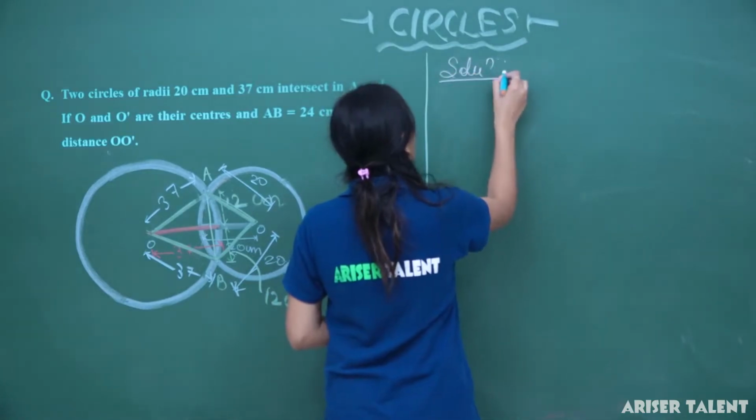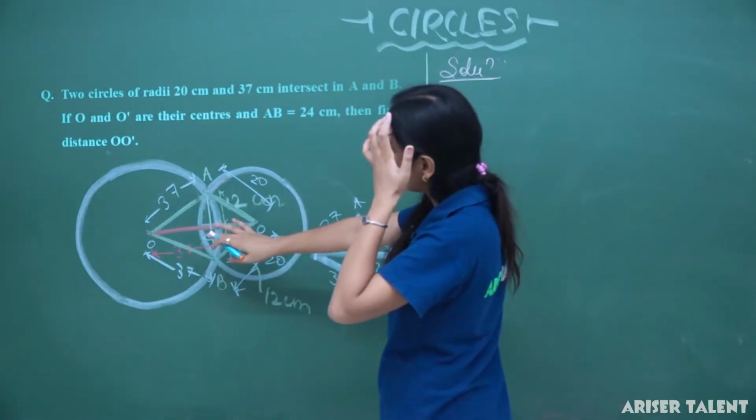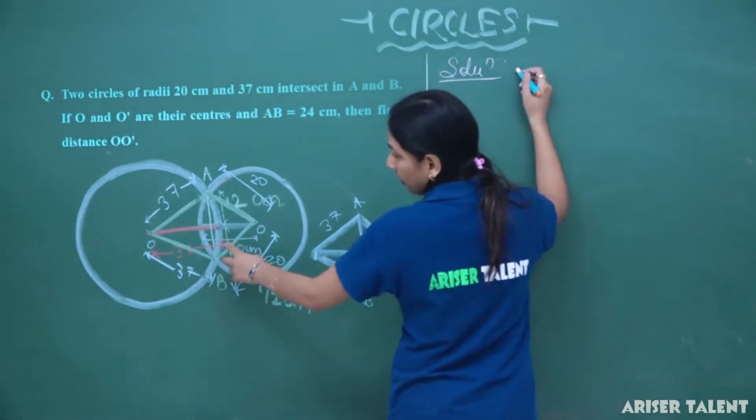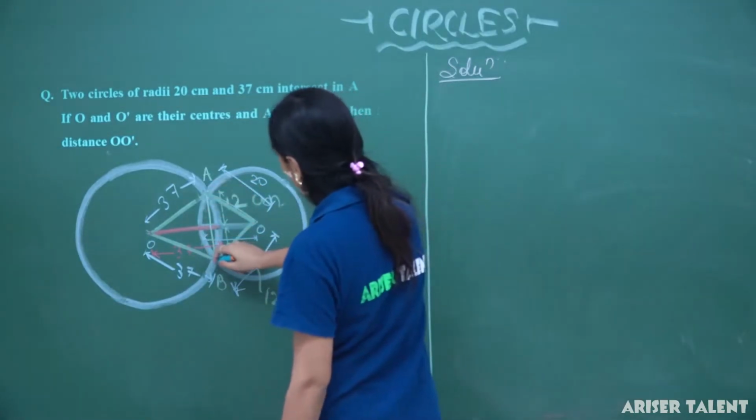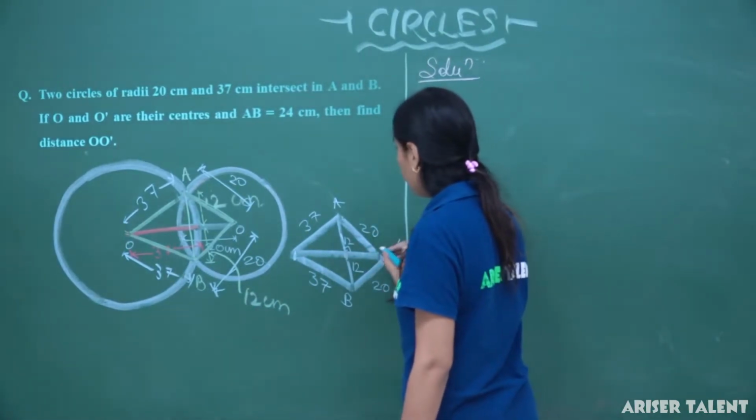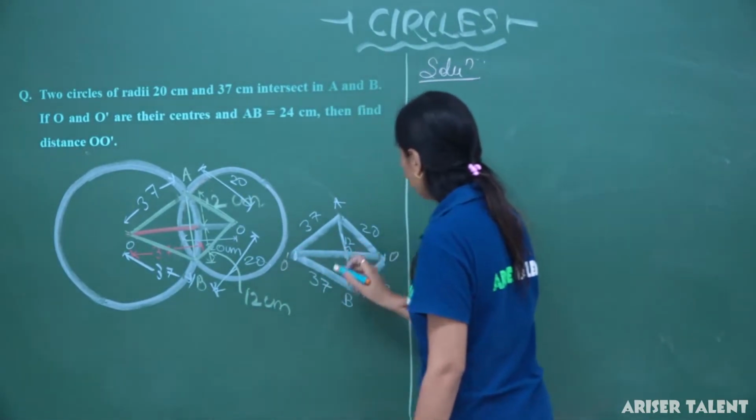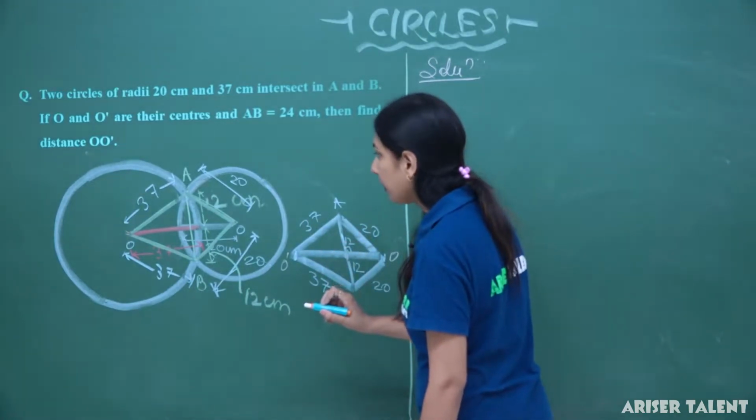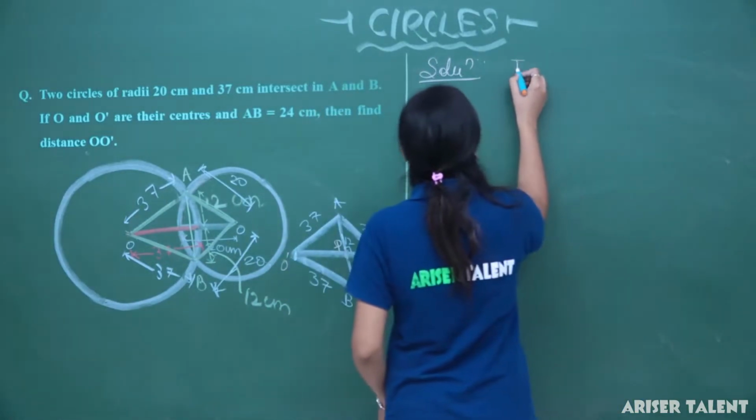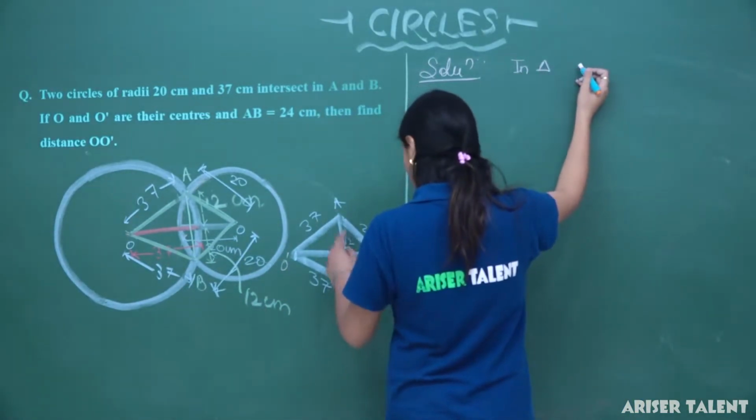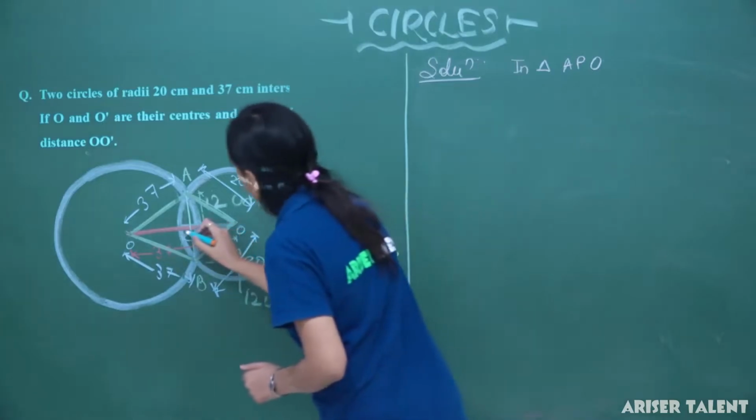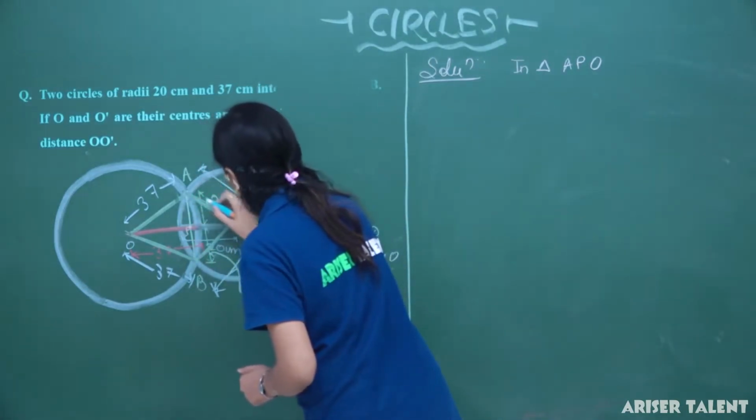Solution. Now do the construction work like this only and draw the proper diagram. Then if you have these points A, B and this particular point, you have to name it. This is O, this is O dash. Do we have any P here? No, we do not have any P here, so name it P. So in triangle APO, now if it's P here, this is triangle APO.